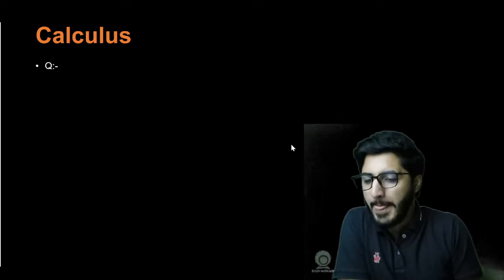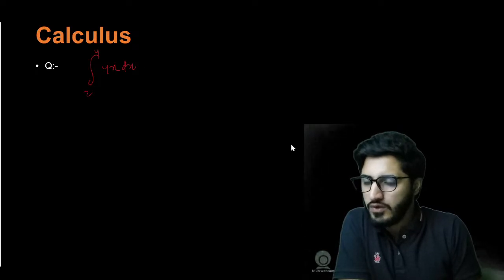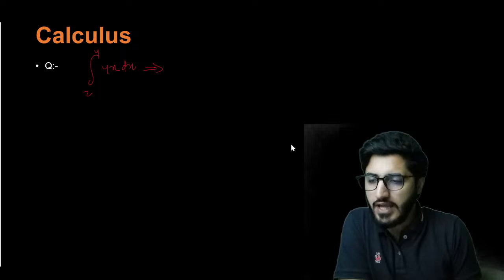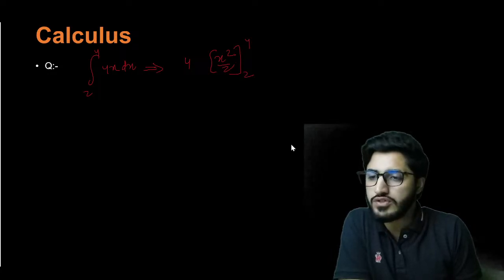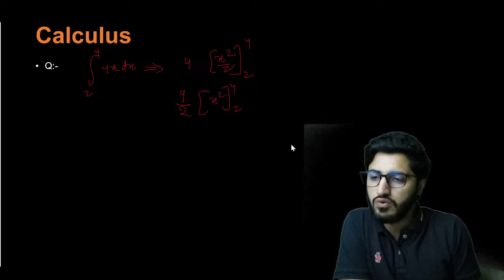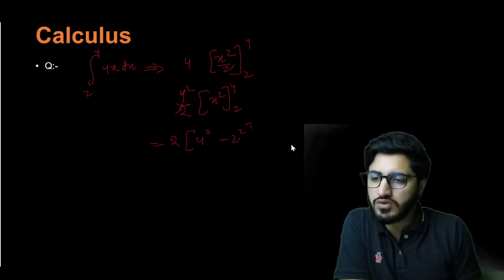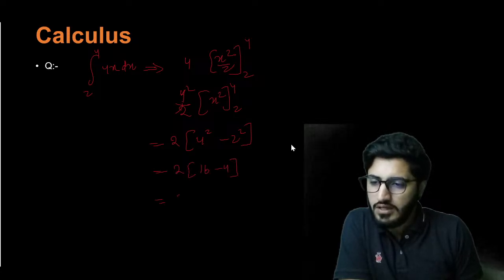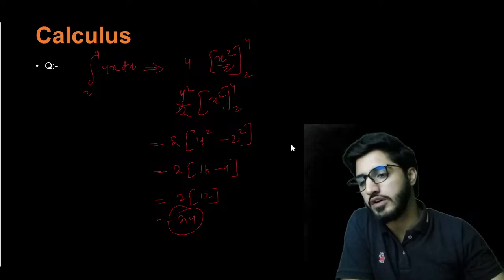Now let us find the integral of 4x dx, with limits 2 to 4. How can we proceed? We have 4x, so I can take 4 common. The integration of x will be x square by 2, upper limit 4, lower limit 2. I can take the 2 outside as a constant, so it becomes 4 by 2 times 4 square minus 2 square. That is 2 times (16 minus 4), which is 2 times 12. My value came out to be 24.